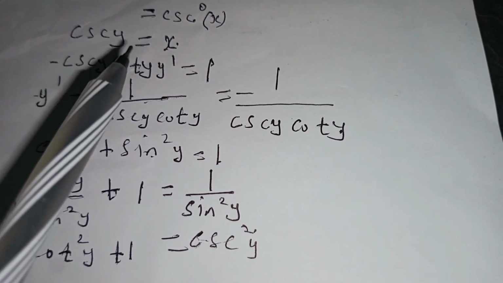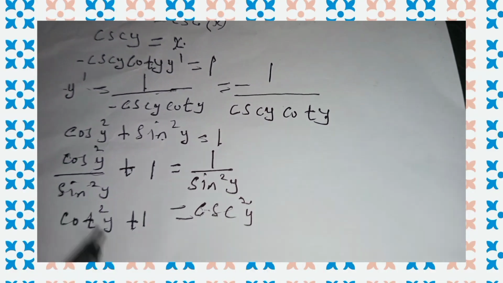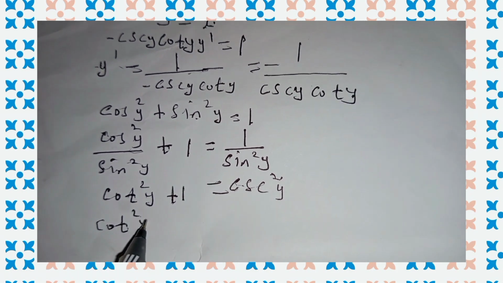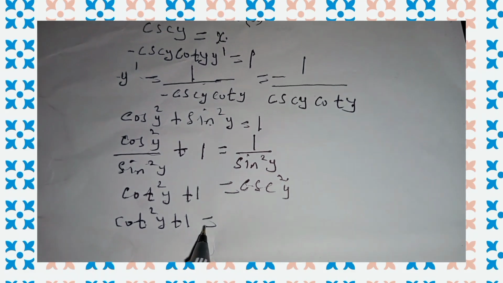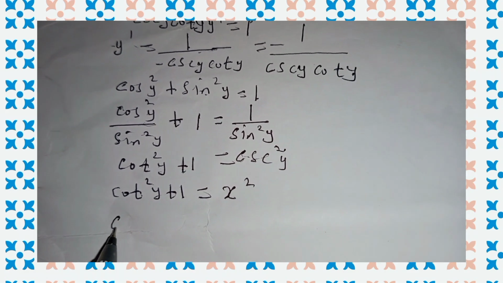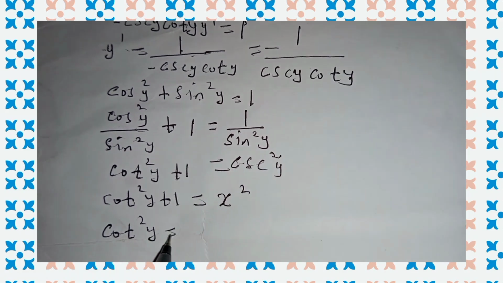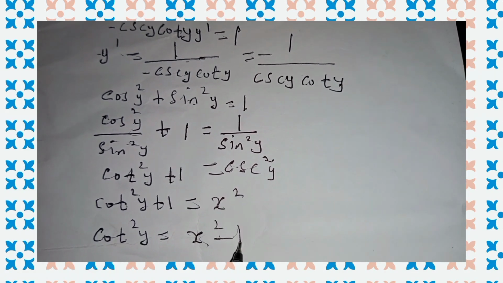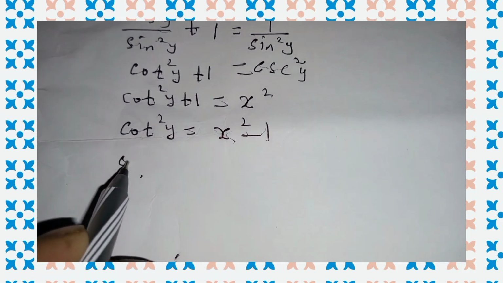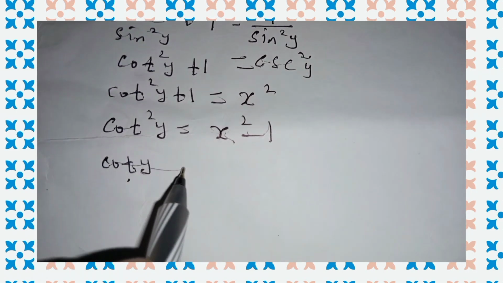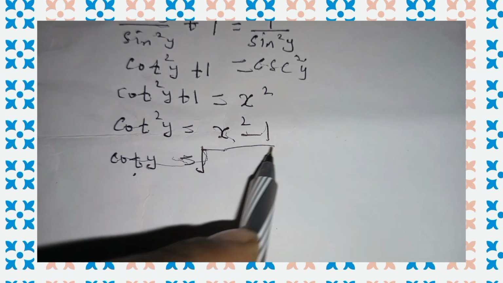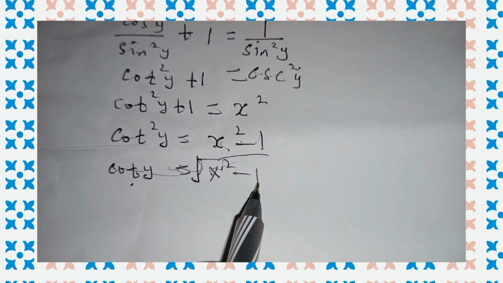Up here we have cosec of y equal to x, so we substitute. So we shall have cot squared of y plus 1 is equal to x squared. We take 1 to the right, so cot squared of y is equal to x squared minus 1. So from there we take the square root on both sides. Square root of cot squared of y is cot y. Then square root of x squared minus 1. We leave the answer as that.